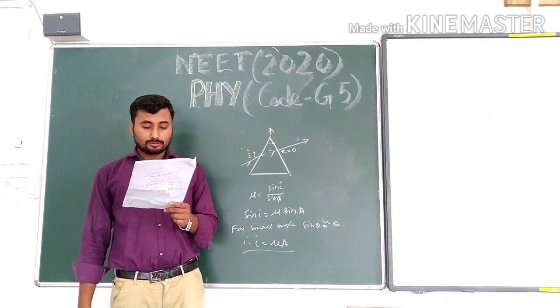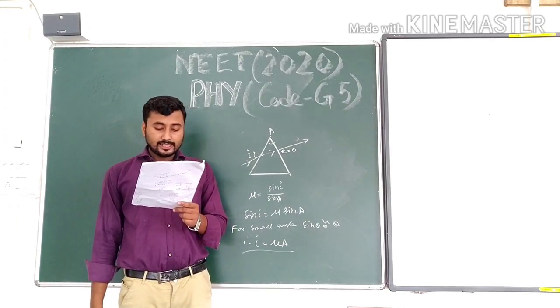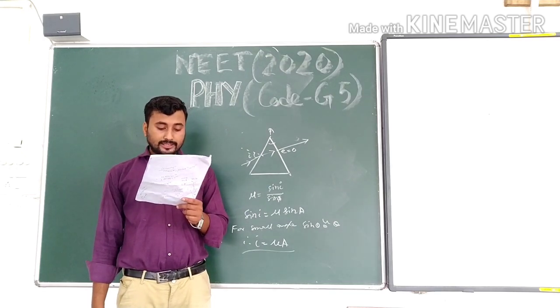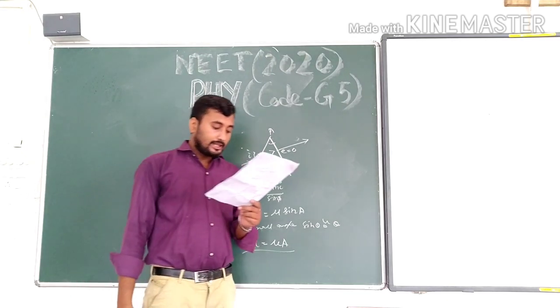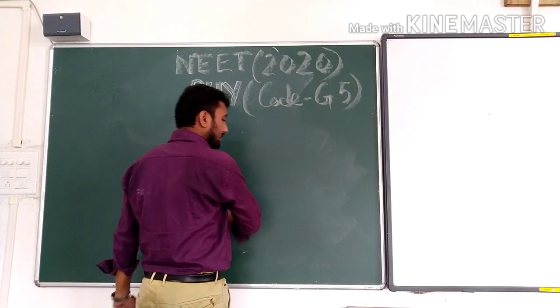Next question 140. In a certain region of space with volume 0.2 meter cube, the electric potential is found to be 5 volt throughout. The magnitude of electric field in this region is? So it is an equipotential surface.